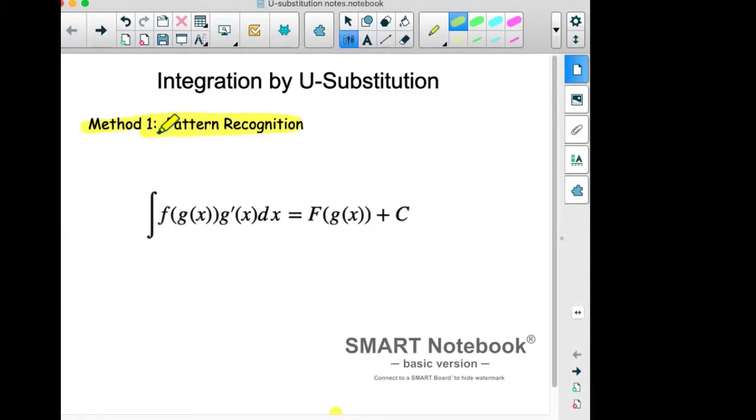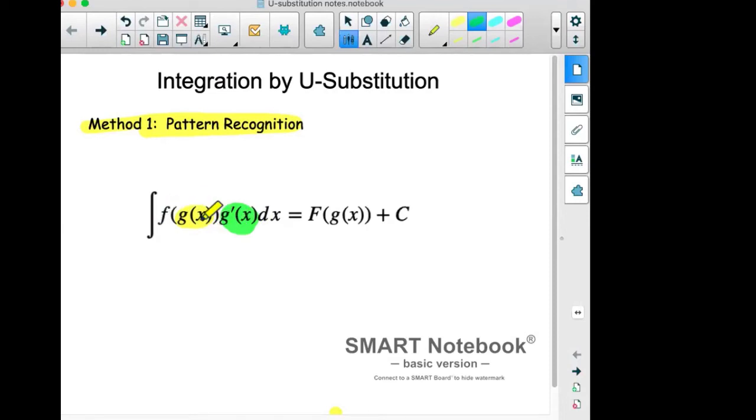The first pattern you're going to recognize is that you're going to have some function inside another function. So this is what that f of g of x means. We have a composite function, a function inside of another function. But not only do you have a function inside another function, if you differentiate the inside function, that gives you the extra thing you're multiplying by. That's what the derivative of the inside function is. And so that's the pattern we're looking at.